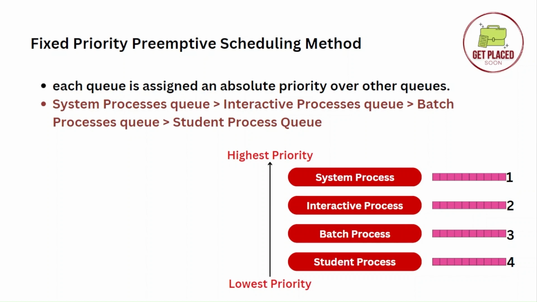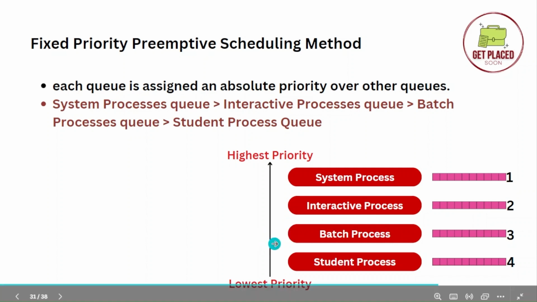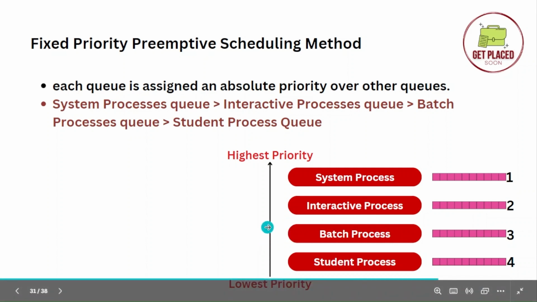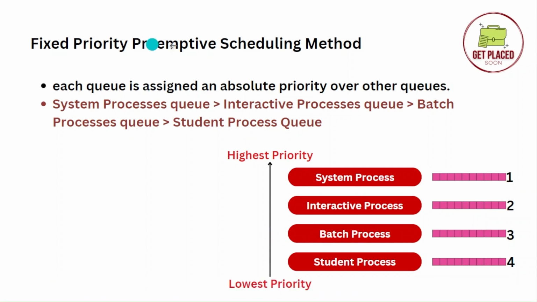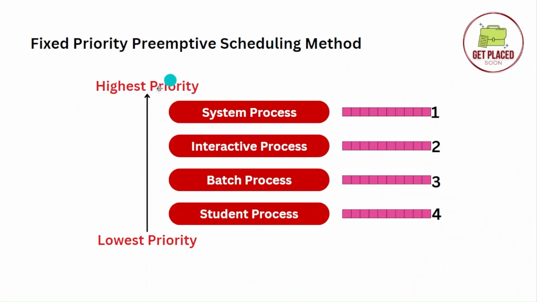But if a higher priority process arrives when a lower priority process is running, for example, if you are running in the student process queue and suddenly one process enters the batch process queue, then because this is a preemptive method, the process which is running in the student process queue is interrupted. We will continue and complete the batch process, and then again we'll come to the student process and complete it. So this is how the processes run. So this is the concept of the fixed priority preemptive scheduling method. So I hope you understood this.